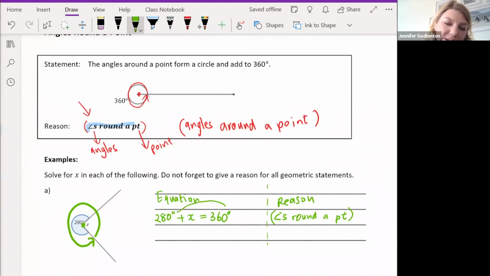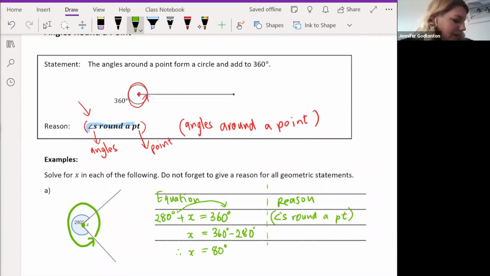So I'm going to move that 280 to the other side. So I'm going to say x is equal to 360 degrees minus 280 degrees. Those three little dots are just saying therefore. And so therefore, x is going to equal 80 degrees. And that would be the end of this question.